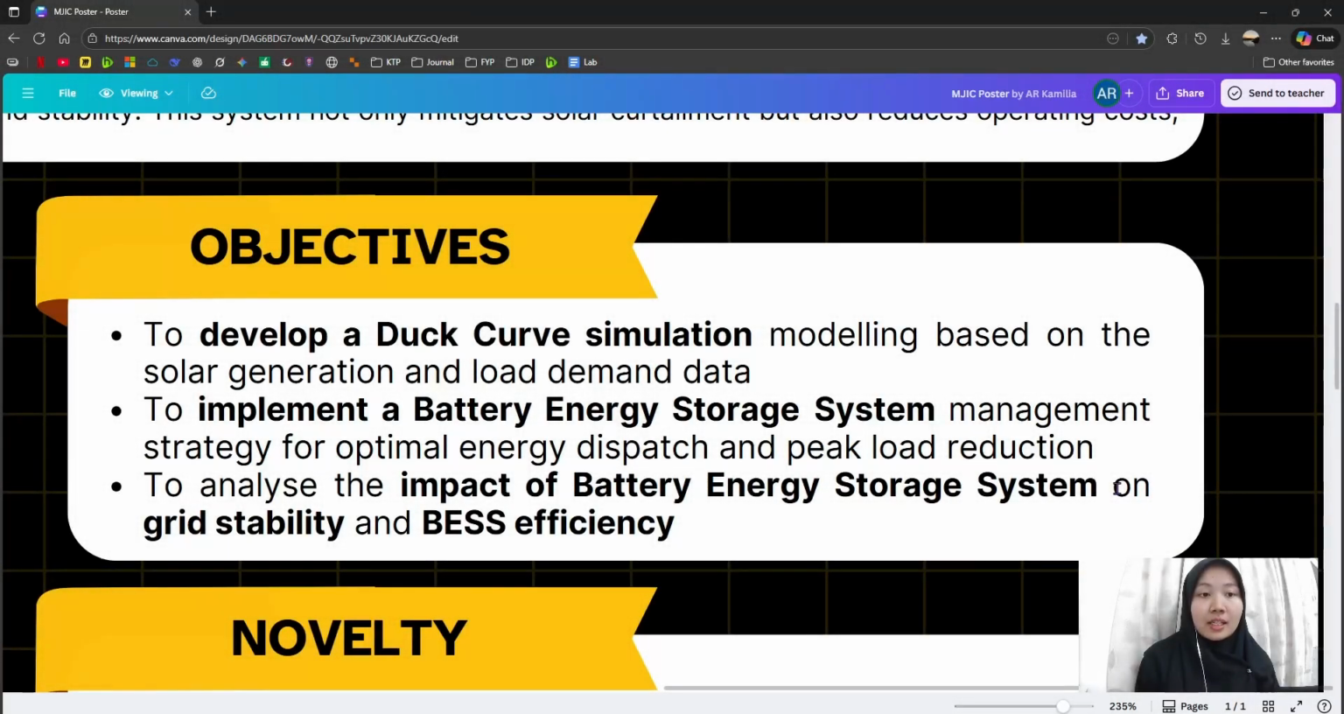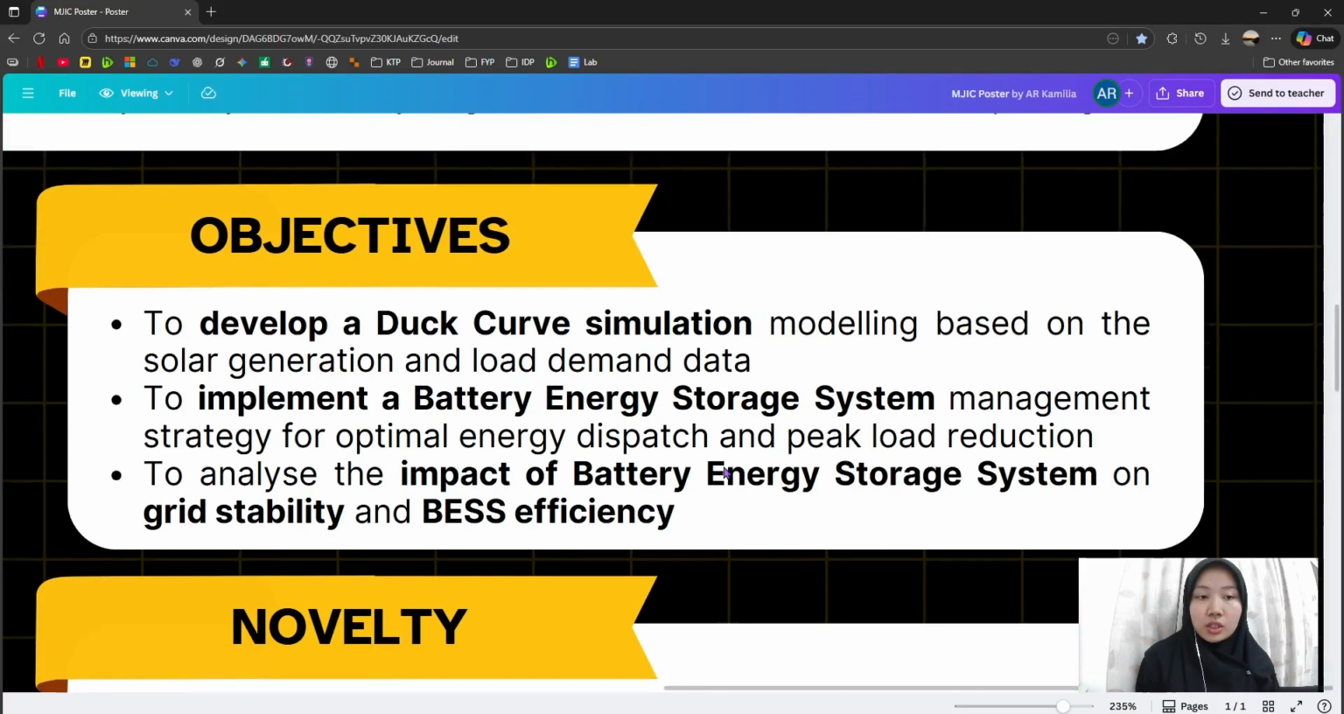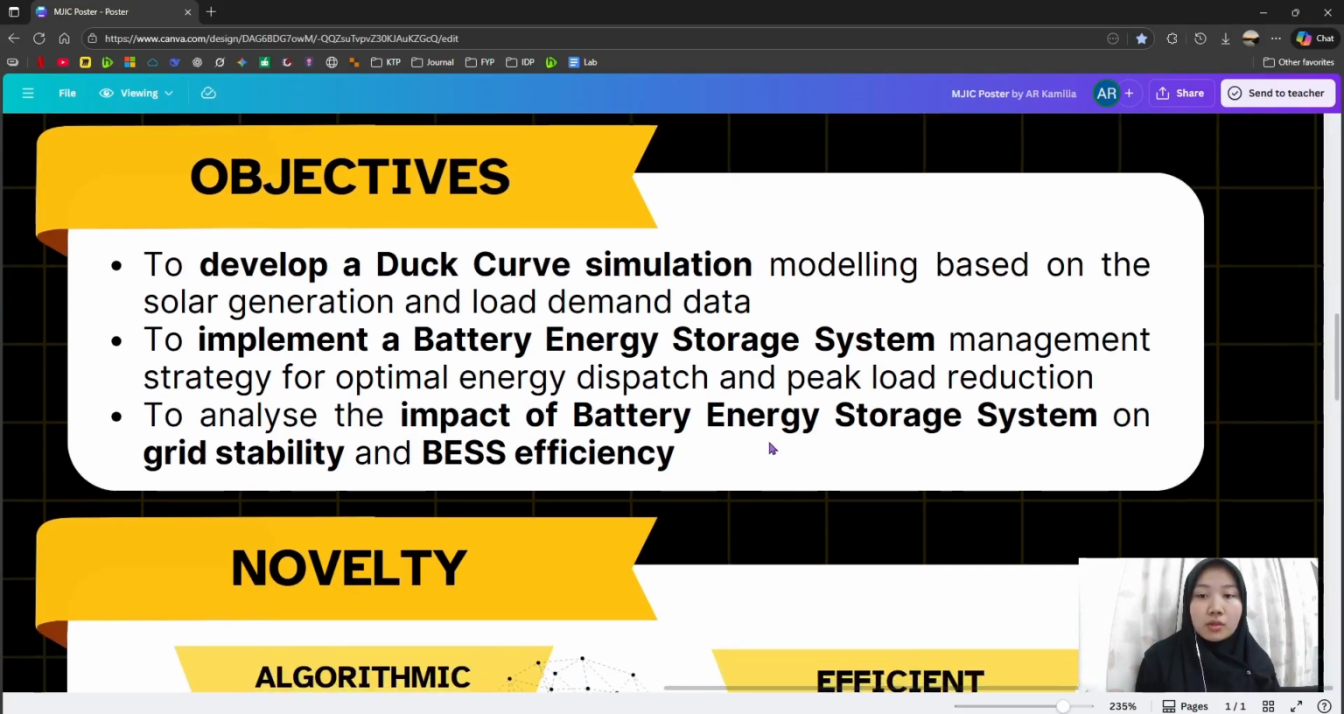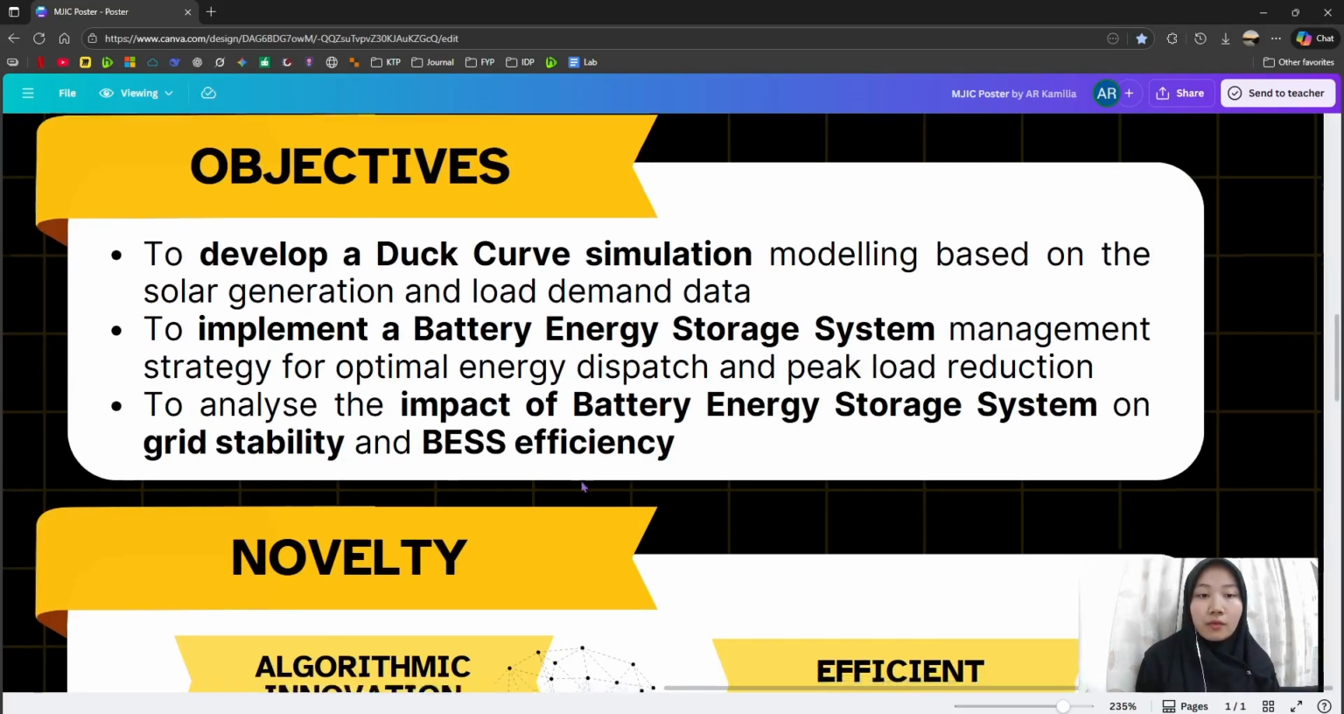So the objective of my study is to develop a duck curve simulation model based on the solar generation and the load demand data, and then implement a battery energy storage system for optimal energy dispatch and for peak load reduction, and also to analyze the impact of using the battery on grid stability and efficiency.